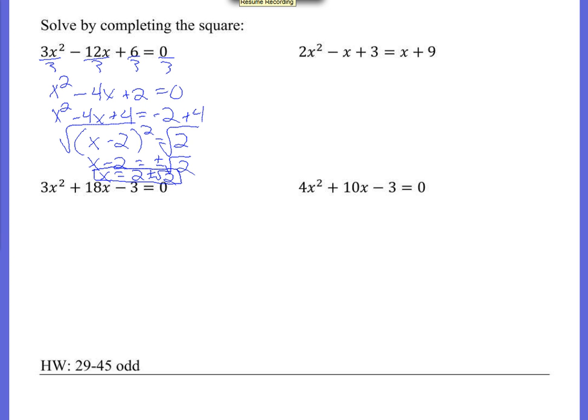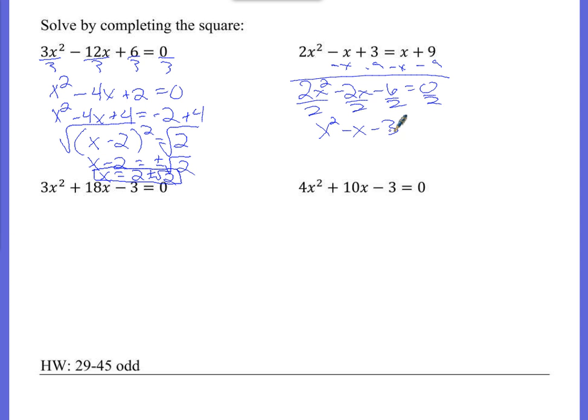For the next one, last one of the day, 2-minute drill here. I got to have equals 0, right? Okay, so I got to subtract x from both sides, and then I got to subtract 9 from both sides. Once I do, I have 2x squared minus 2x minus 6 equals 0. And my next move is to do what? GCF is 2. So I can divide everything, every little thing here, by 2. And when I do that, I have x squared minus x minus 3 equals 0.